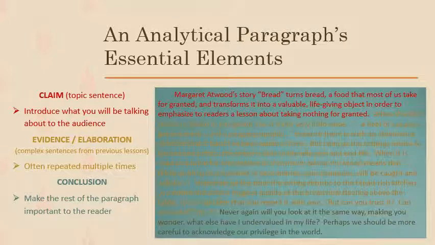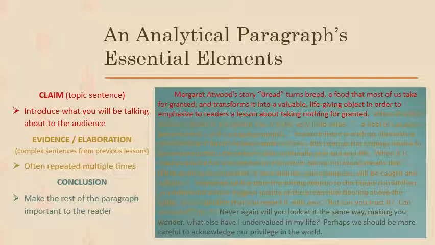Margaret Atwood's story Bread turns bread, a food that most of us take for granted, and transforms it into a valuable, life-giving object in order to emphasize to readers a lesson about taking nothing for granted. So there's lots to prove in that sentence, right? Like I have to prove that the bread in the story transforms into something valuable and life-giving, and that is teaching this bigger lesson about not taking things for granted, which makes my job in the conclusion harder because I don't want to repeat that over again.